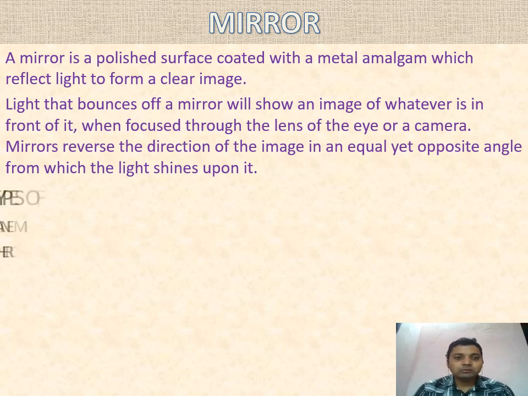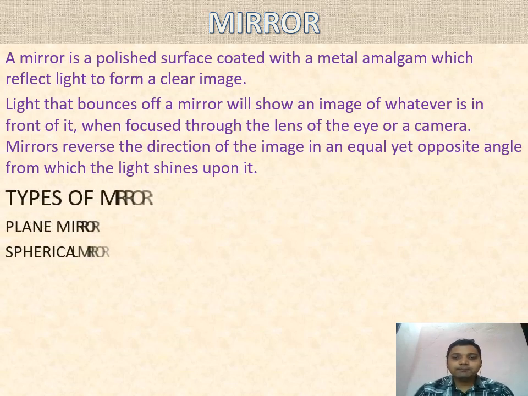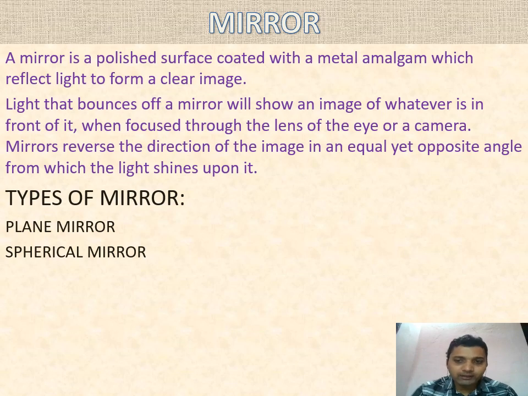So when we come to the mirror, mirrors are basically of two types. Depending upon the reflecting surface, we have divided the mirror into two parts. One is a plane mirror, one is a spherical mirror. A plane mirror is one where the reflecting surface is fully flat, which we mainly use in our home. You will get more about the plane mirror in the first part of reflection of light.